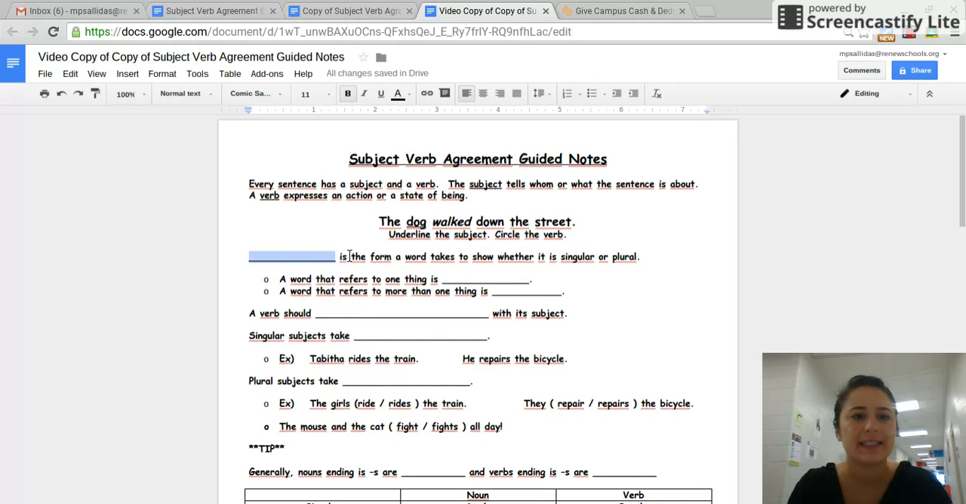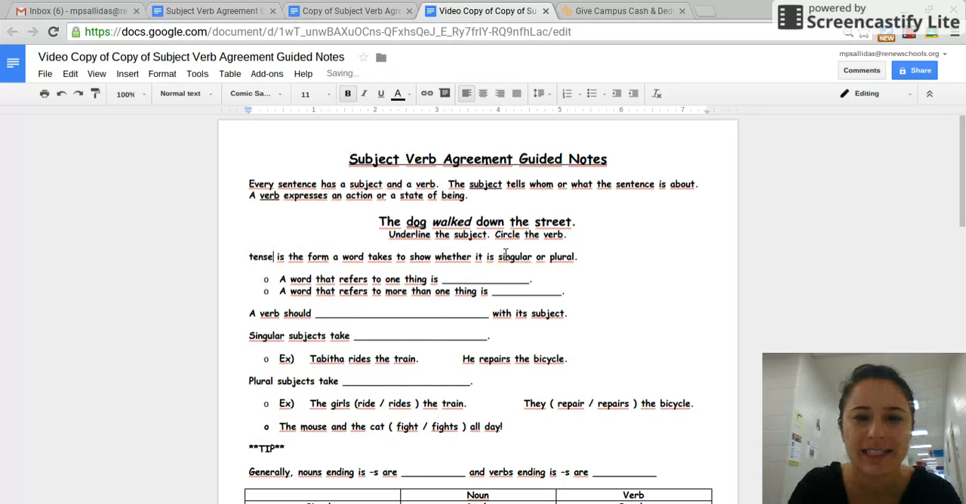So number is the form that a word takes to show whether it's singular or plural. So hold on, what does that mean? A word that refers to one thing is singular. So an example of that would just be dog. It's a word that refers to one thing, one dog. But a word that refers to more than one thing is plural. What would be an example of the plural form of dog? Pretty simple, dogs. A lot of the time, you make a word plural just by adding an S.